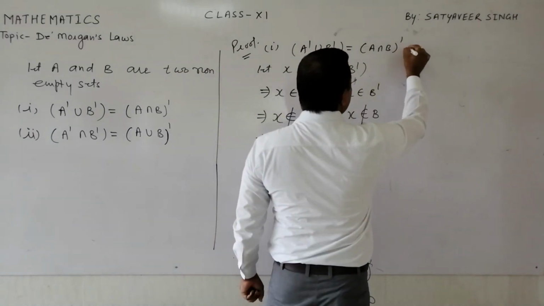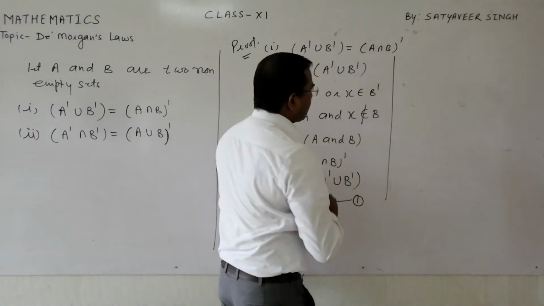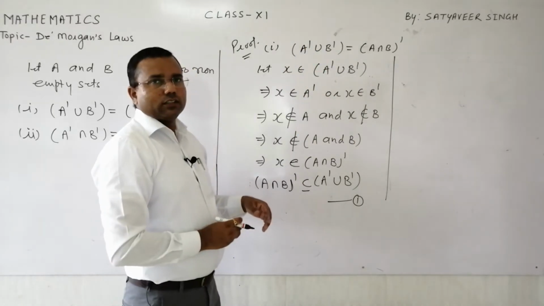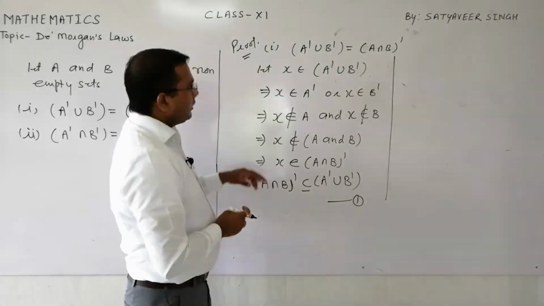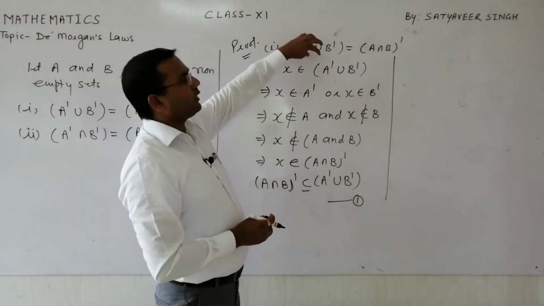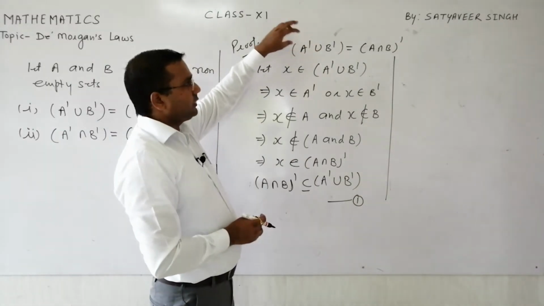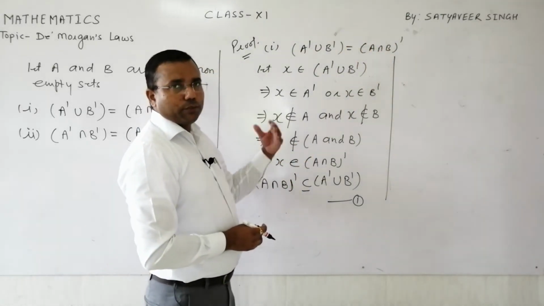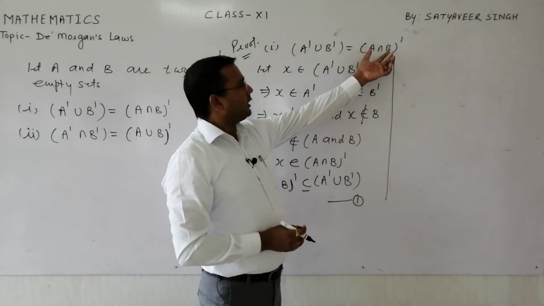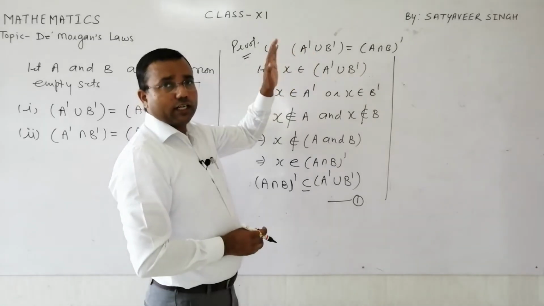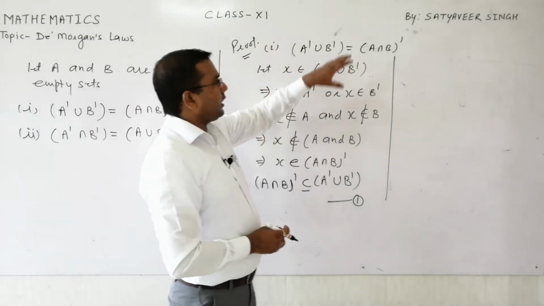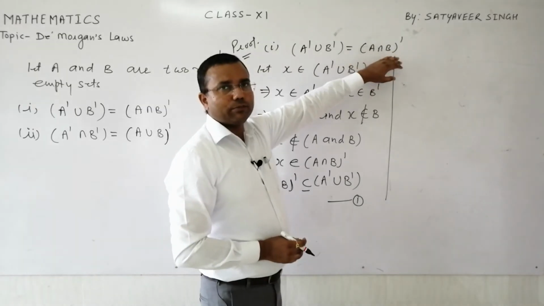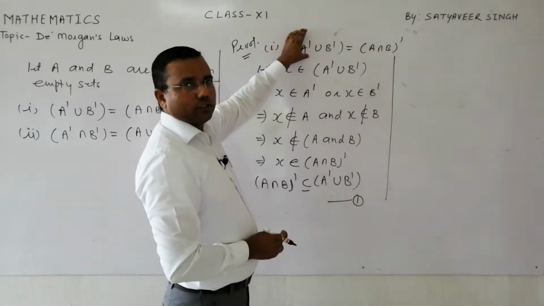Similarly, we will prove the second part. See, whenever you want to prove two sets are equal, what is the strategy behind it? You will have to take some element in this set and prove this element belongs to the other set. So like this we have proved here. By the way, we can say this is a subset of this and vice versa. Similarly now I will take one element here and prove this element also belongs to this.